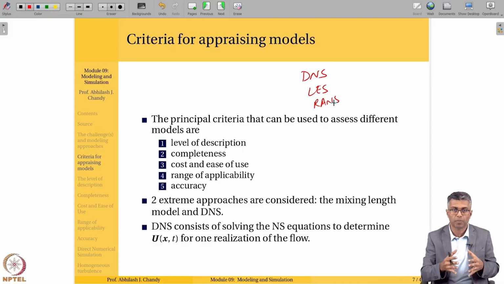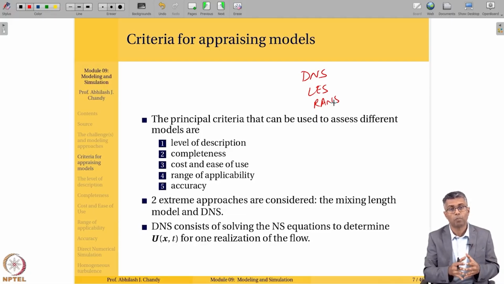DNS, or direct numerical simulation, resolves all the length scales and time scales, so it is going to be computationally very expensive. We know that. Large eddy simulation, or LES, resolves all the large scales but models the small scales. So it is slightly less expensive, and slightly less accurate compared to DNS.